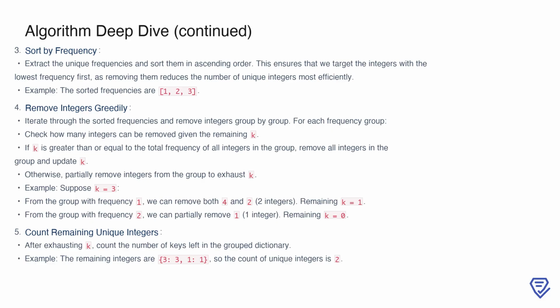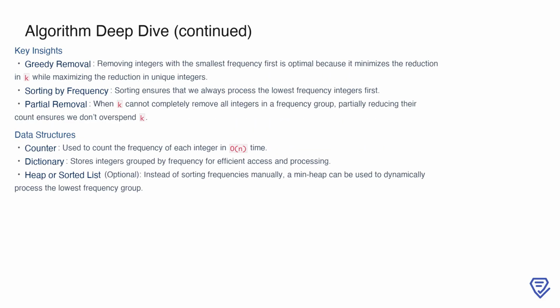The key to this approach lies in the greedy removal strategy. By prioritizing integers with the smallest frequency, we maximize the reduction in the number of unique integers while using the least possible k. Sorting the frequencies ensures that we always process these low-frequency groups first. Additionally, the ability to partially remove integers from a group ensures that no k is wasted, allowing for optimal usage.